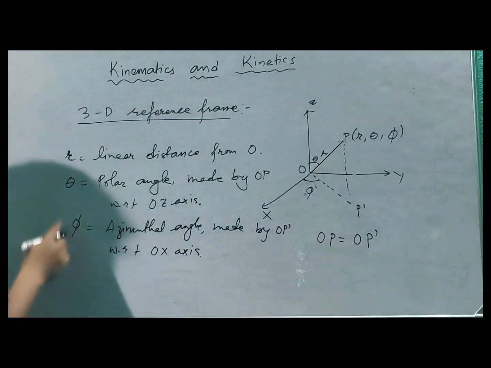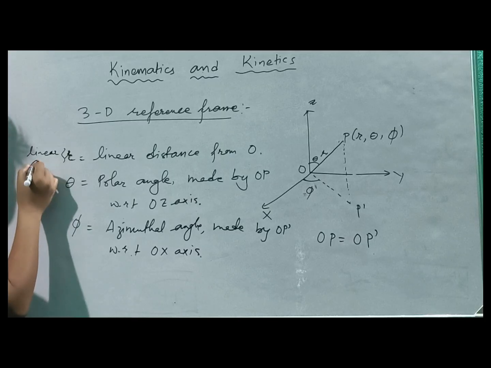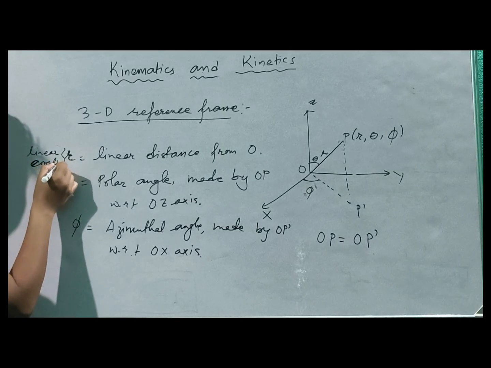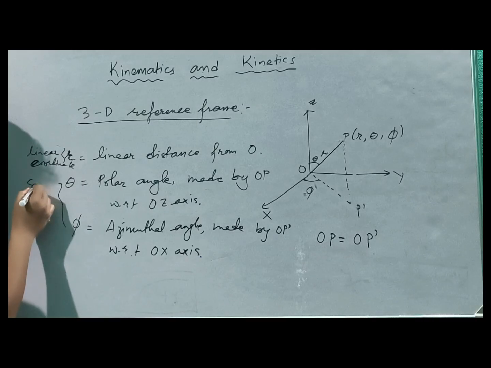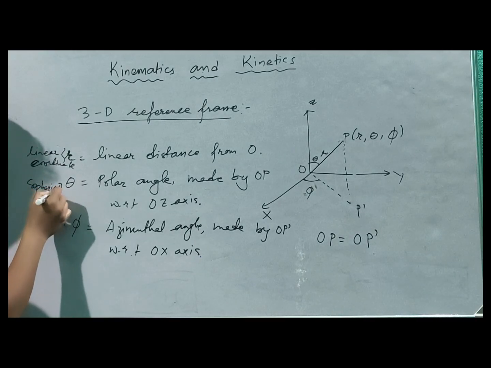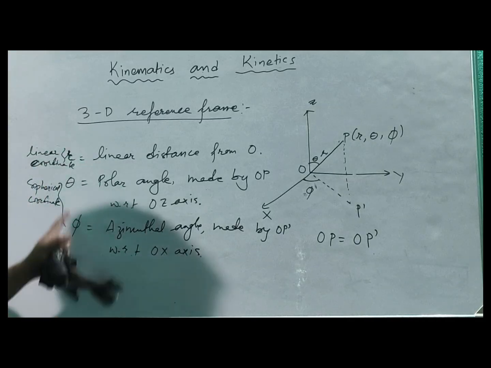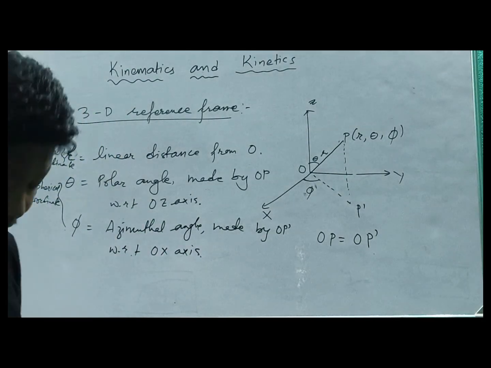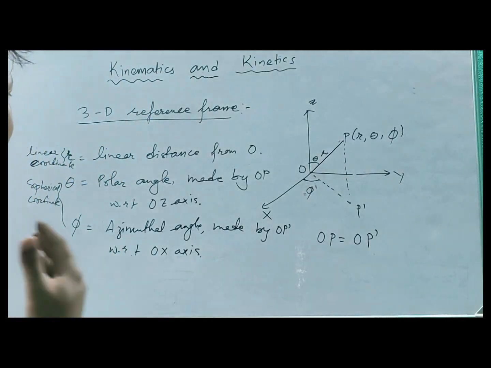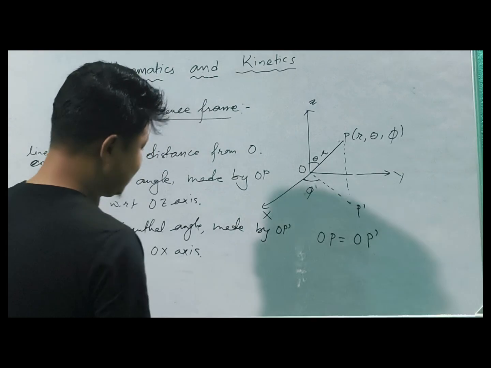This r is called a linear coordinate, and these two, theta and phi, are called spherical coordinates. Do you understand that? So r is my linear coordinate, and theta and phi are my spherical coordinates. Got it?